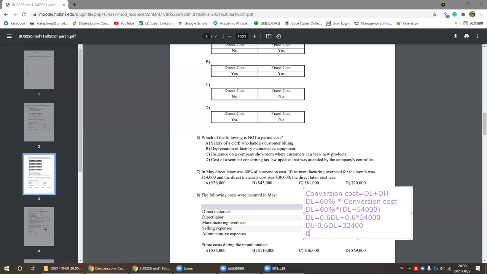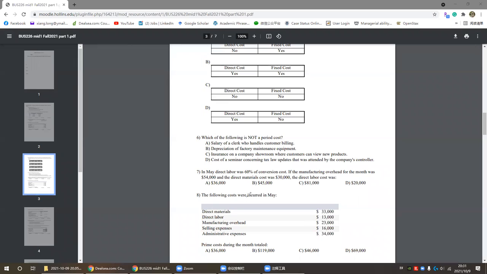32,400. So we have 0.4 direct labor equal to 32,400. So the direct labor will be equal to 32,400 divided by 0.4, which is 81,000. So the correct answer will be C. Make sure you understand how to do these kinds of questions. Once you know the basic relationship between conversion cost, direct labor and overhead, it should be easy. I talked about exactly the same questions in class, one class before you took the midterm, when we went through the midterm review. So you should know how to do these kinds of questions.